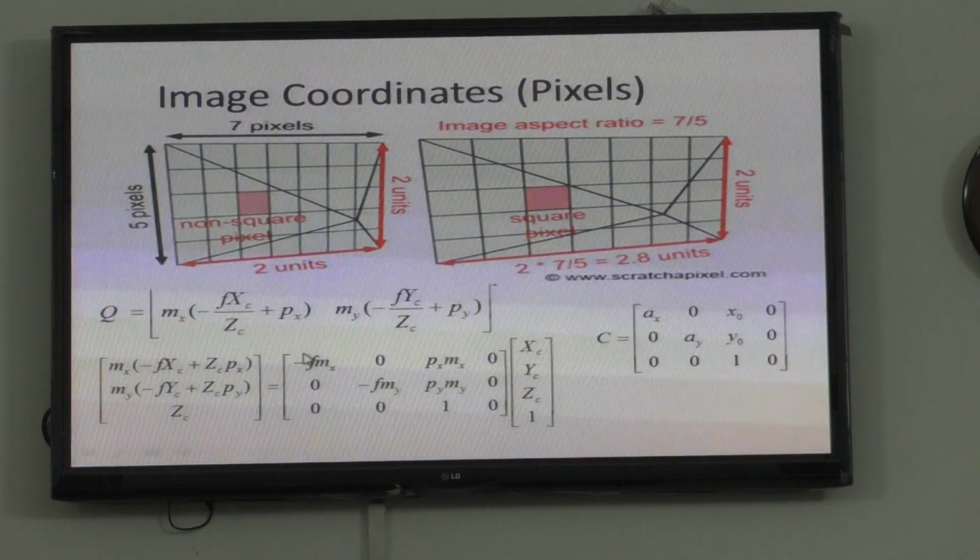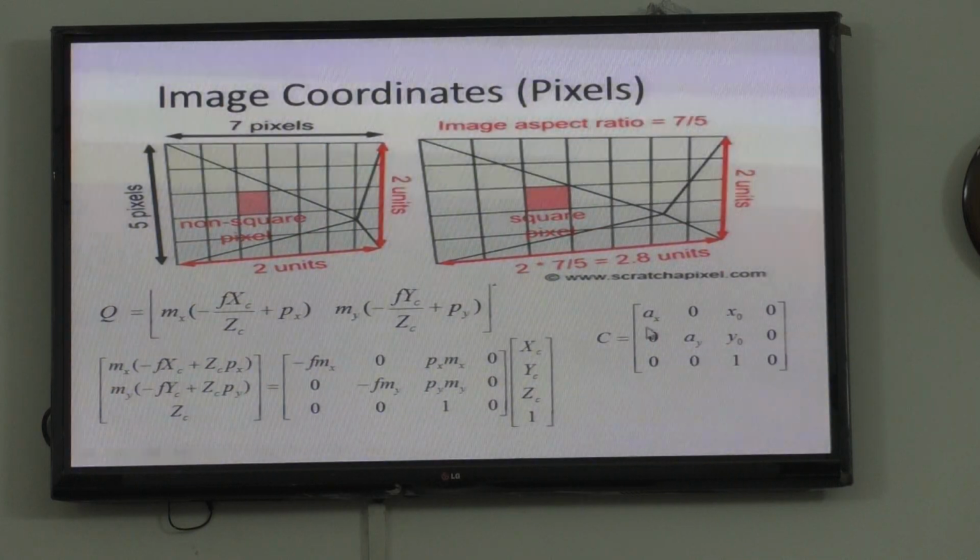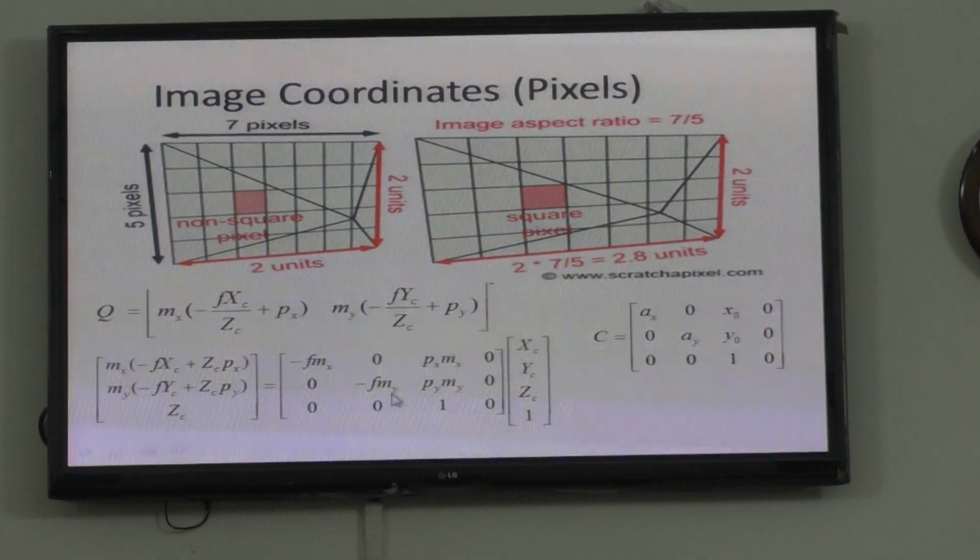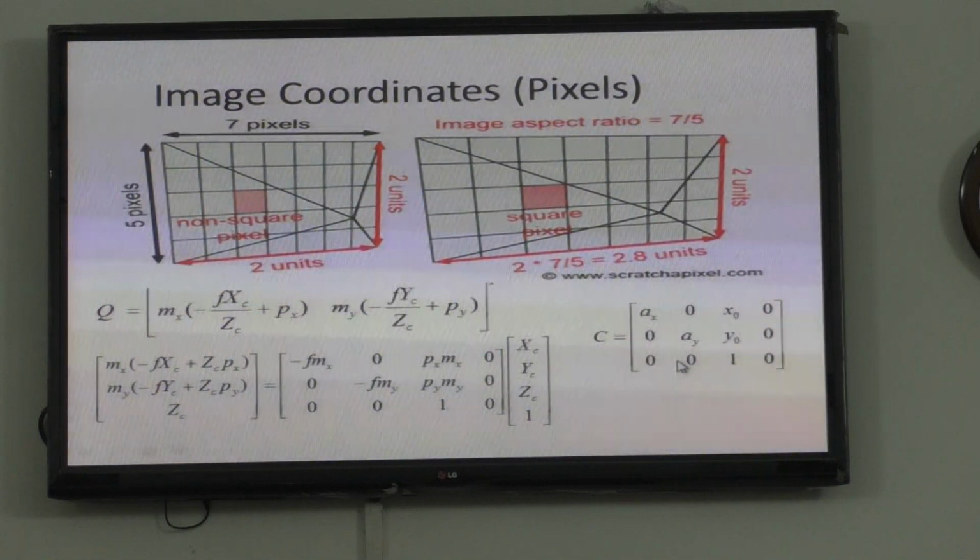And specifying this particular number, which is the product of f and mx, as ax, calling this symbol ay, and calling these x0 and y0. So far, the camera has 4 internal parameters. You can change these 4 numbers and you have different settings.